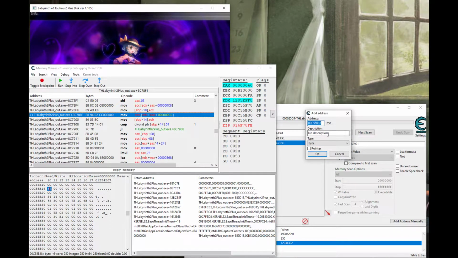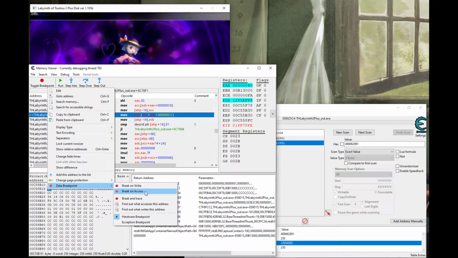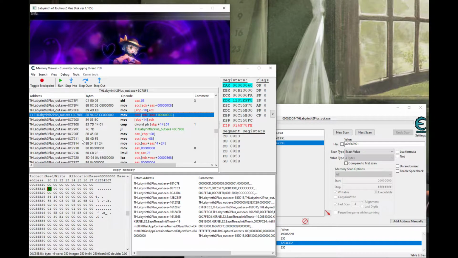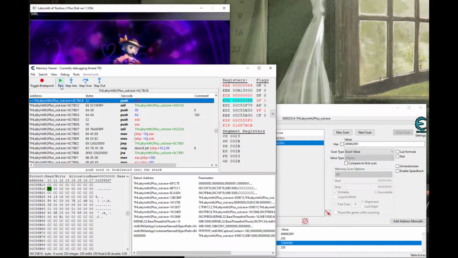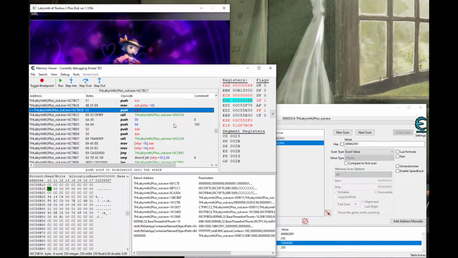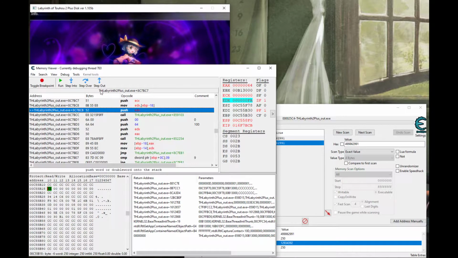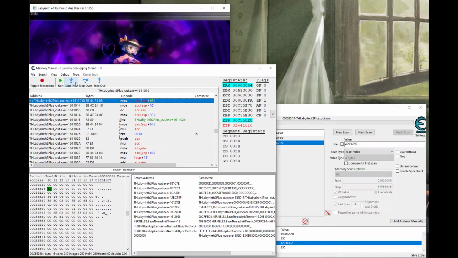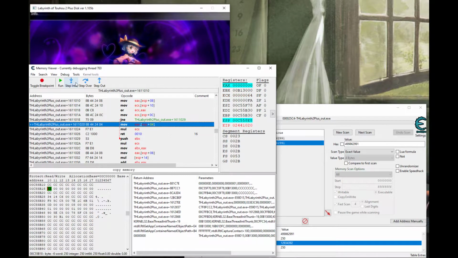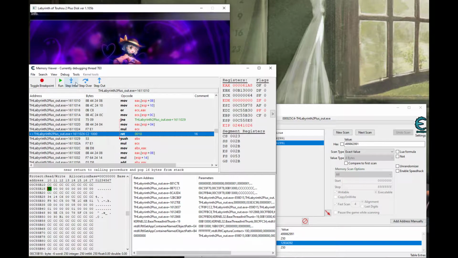Let's add this to our list of addresses, and let's add a breakpoint here as well on access, because the game is probably going to use this for further computation. We see here that it goes into push and then into a function. We can follow this to see if it's going to do something interesting with the evasion. It seems to multiply it by 100 or something like that, by some value.